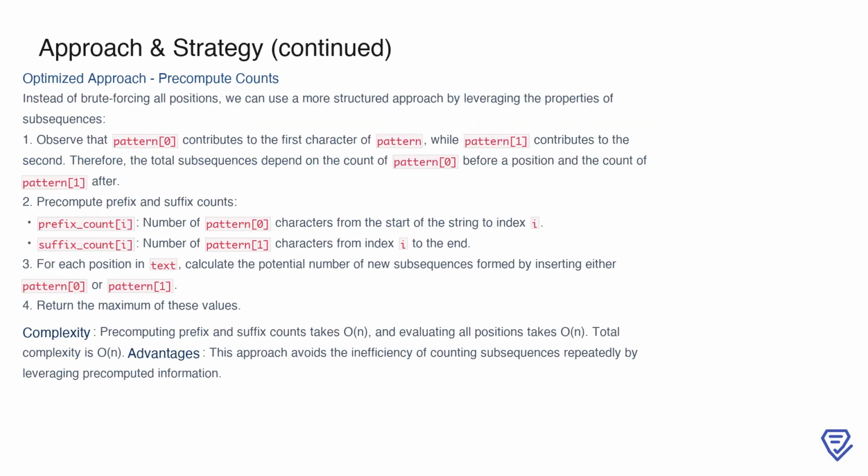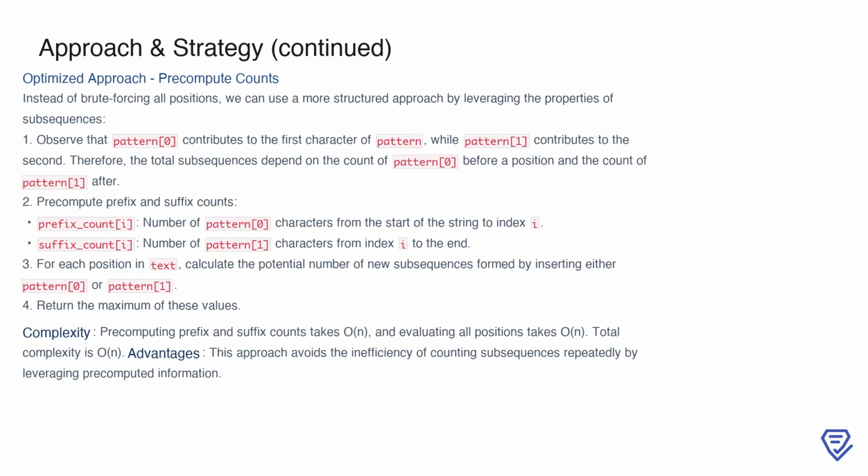To address the inefficiency of the brute force approach, we can use an optimized method that precomputes useful information about the string. The key insight here is that the number of subsequences of the pattern depends on how many times the first character of the pattern appears before a given position and how many times the second character appears after that position. To leverage this, we can precompute 2 arrays, one to track the count of the first character of the pattern from the start of the string to each index, and another to track the count of the second character from each index to the end.